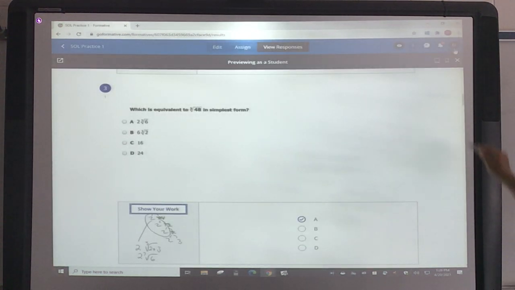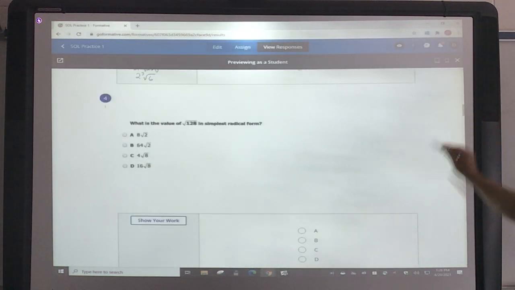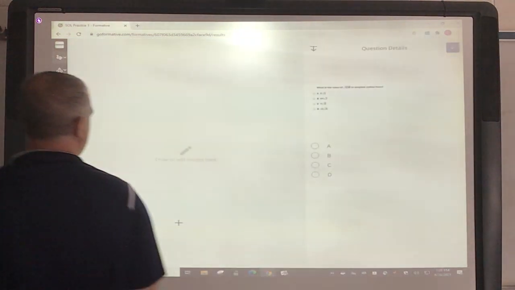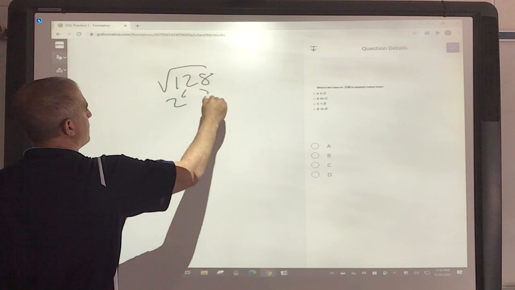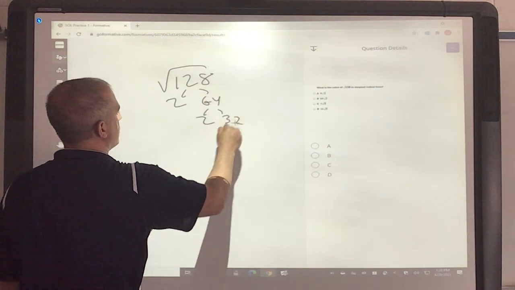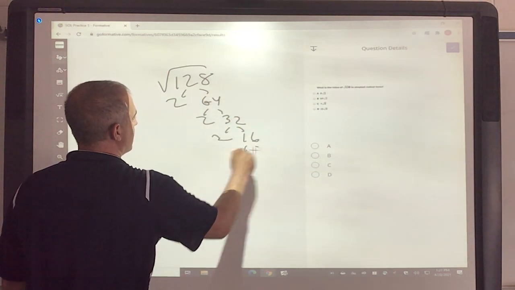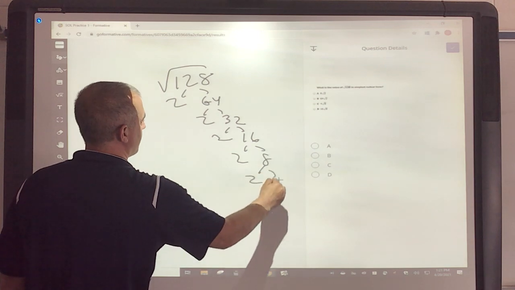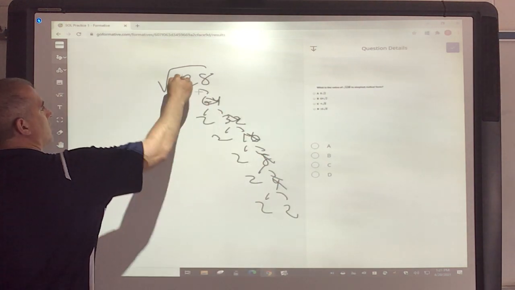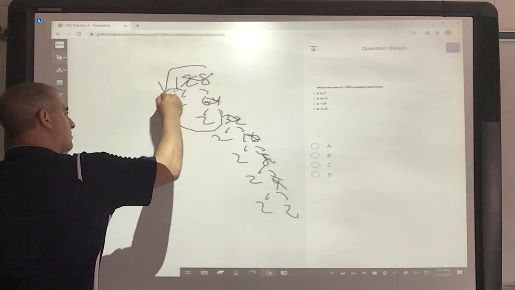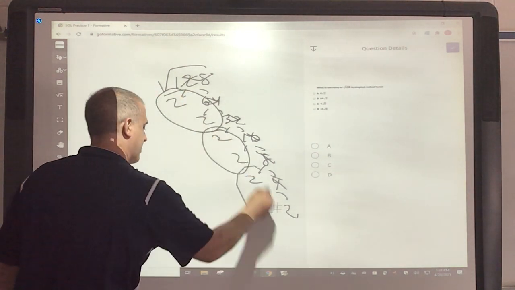Okay, moving on to question 4. Here's another square root problem. Square root of 128, that'd be 2 and 64, 2 and 32, 2 and 16, 2 and 8, 2 and 4, 2 and 2. Double branches all get crossed off. Here's a pair, here's a pair, here's a pair.